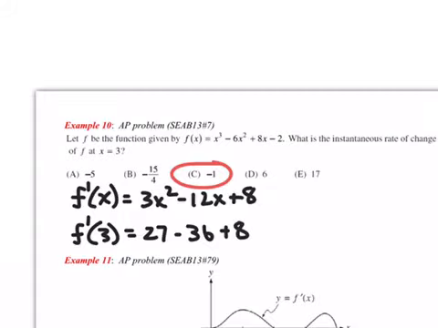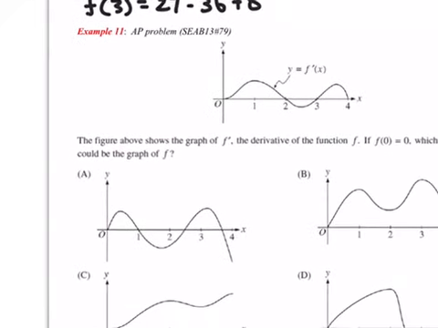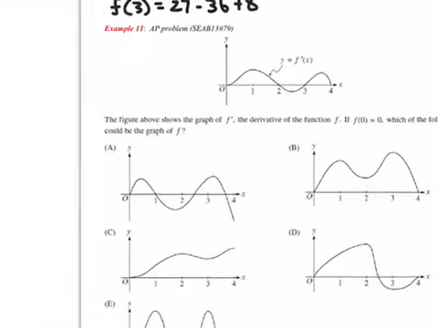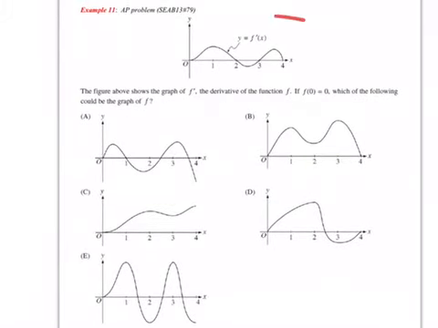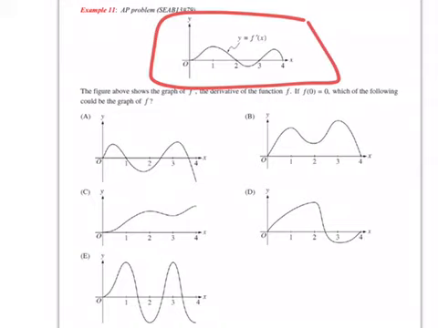Okay, let's analyze the following AP problem. Okay, this is interesting now. We're given a graph up here of the derivative. Okay, and we're given a bunch of graphs of our potential f functions, our original functions. So it says the figure above shows the graph of f prime, the derivative of the function f. If f of 0 equals 0, which of the following could be a graph of f?